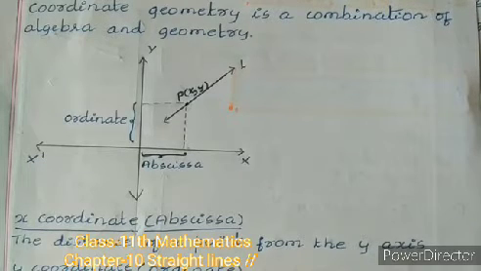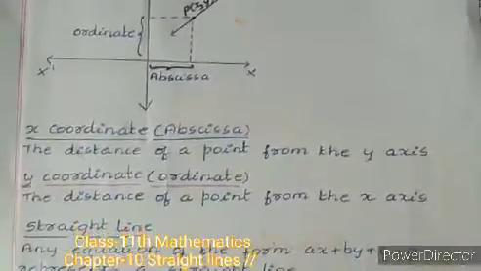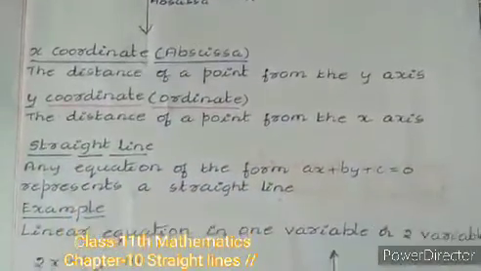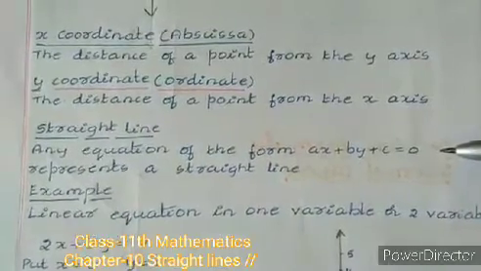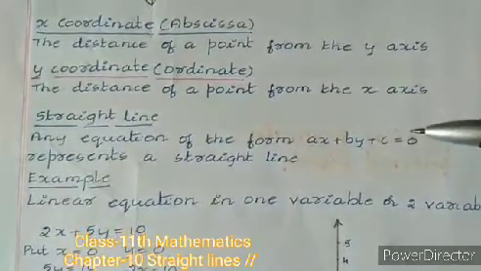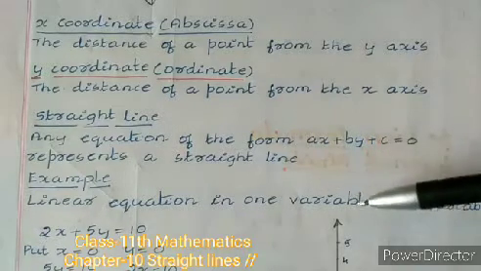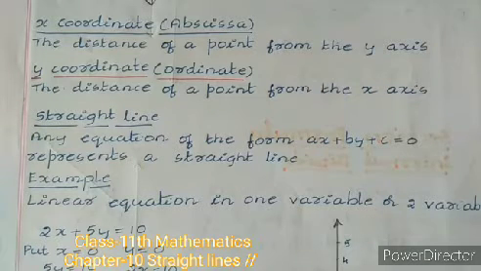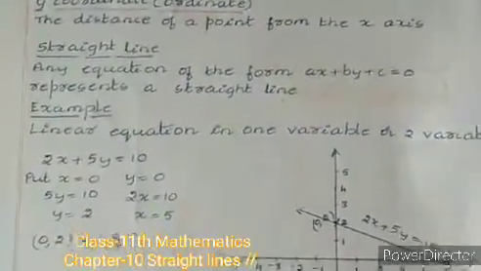Here I am taking a straight line, as we are going to study straight lines in coming videos. The straight line means if any equation is of the form ax plus by plus c equal to 0, then we can call that a straight line. For example, in class 10 you might have studied linear equations in one variable or two variables. There they gave an equation and you put different values for x and y, and based on that you drew the straight line.